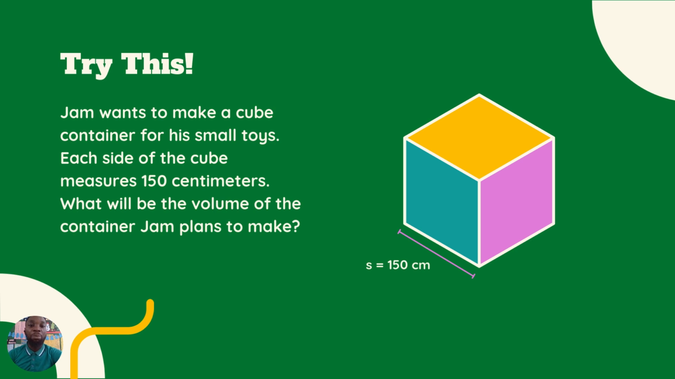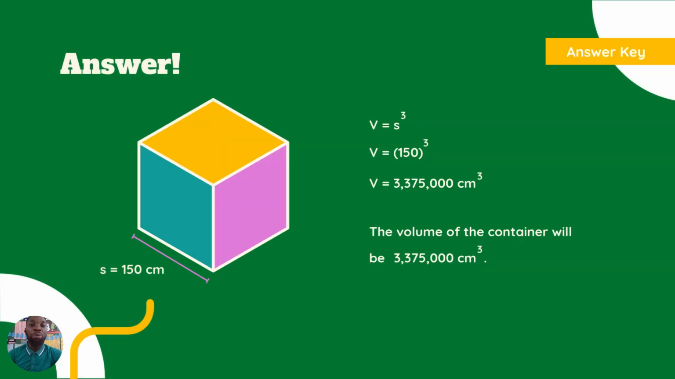All right, that will lead us to another work, a practice question. Now take a look at this shape. What shape can you identify here? So this is a cube. So let's find the volume of this cube. So the volume is s cubed, that is s raised to power 3. So the s here is 150. So that means we're going to have our 150 in 3 places. So 150 times 150 times 150 will give us 3,375,000 centimeter cube. So the volume of the container will be 3,375,000 cubed.